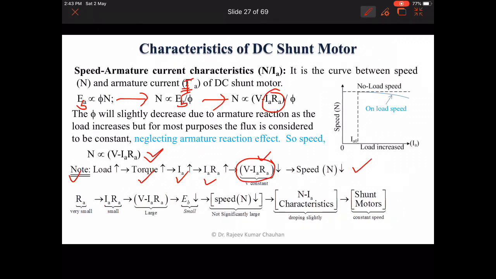As RA is very small, the value of IA RA is also small. So if the value of IA RA is very small, it means if we subtract this amount from V, the remaining amount will still be very high. Okay, it means EB will decrease only very slightly. So the speed will decrease, but not significantly. Okay, as we can see in the curve, the speed decreases very little from no load to full load.